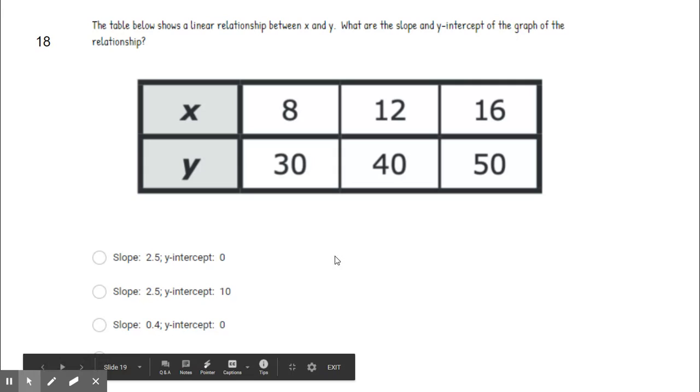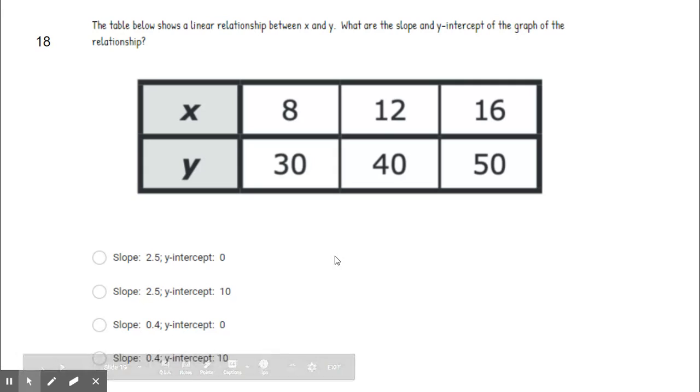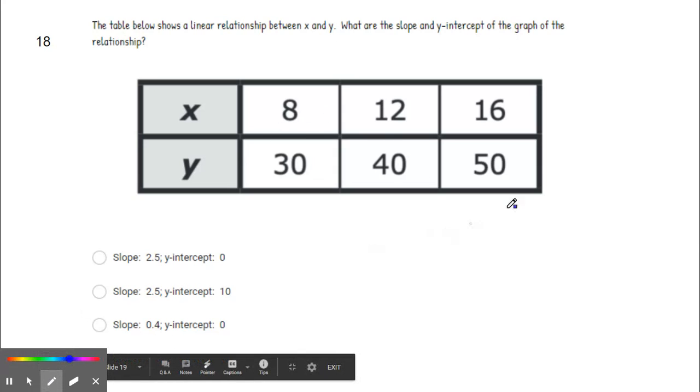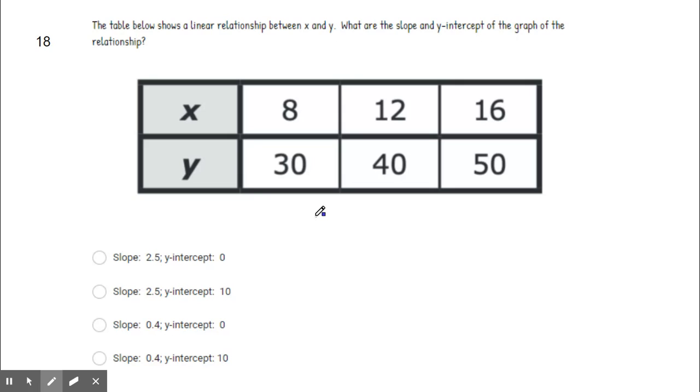Number 18. The table below shows a linear relationship between x and y. What are the slope and y-intercept for the relationship? All right, so first, I would find the slope first. It's not an easy way to find the y-intercept. I have seen people in the past also find the y-intercept doing this. They'll go, well, this is changing by 10. So my next one over here would be 20. And then I have 10. And then I would have my 0.